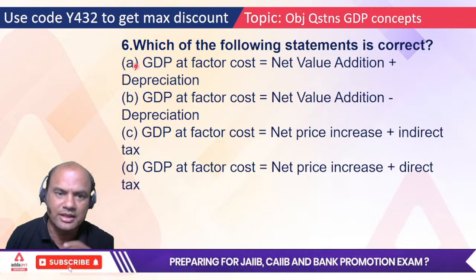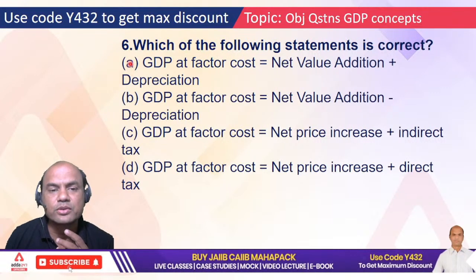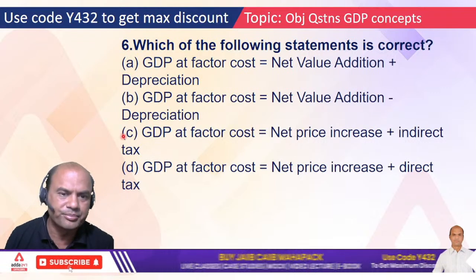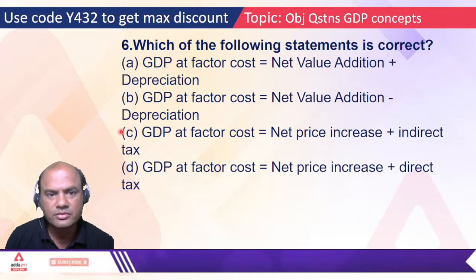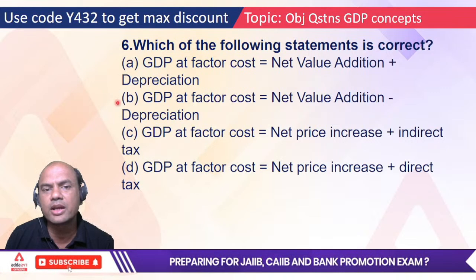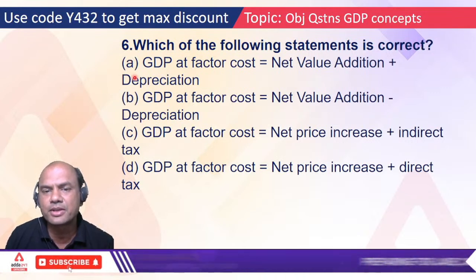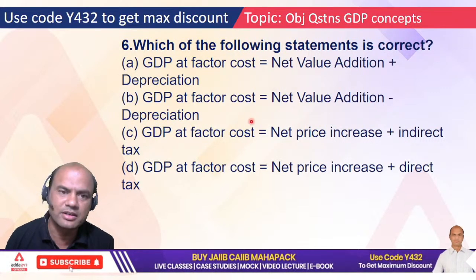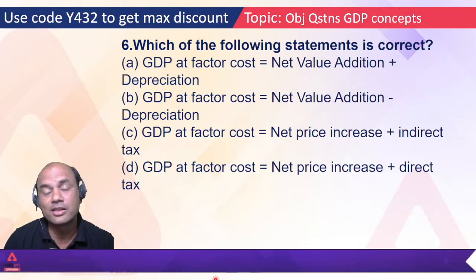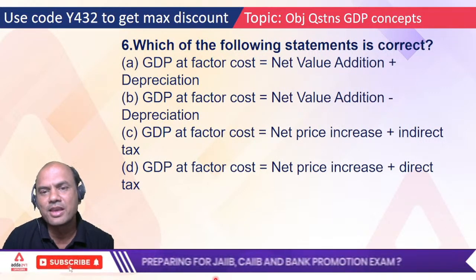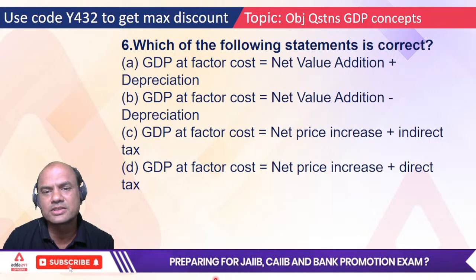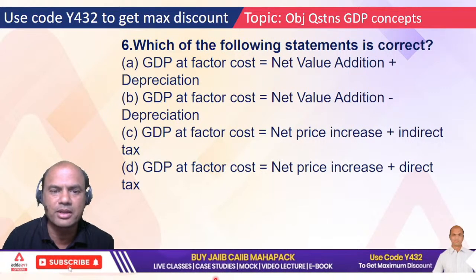Firstly, type the answer. Let me see how many of you have understood the lecture. Of course, I'll give you the hint. C and D are out. Only A and B. So think about A and B. Value addition plus depreciation, value addition minus depreciation. Type A or B. Let's see. A or B. Yes. Everyone is typing A.